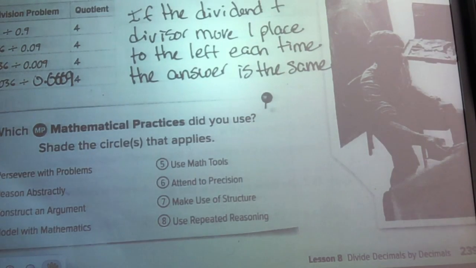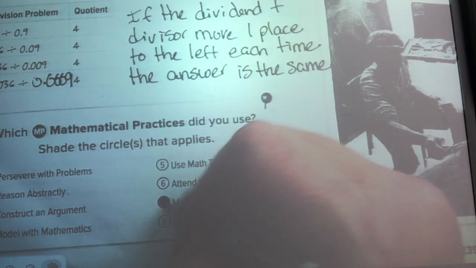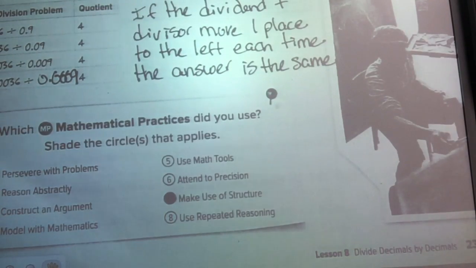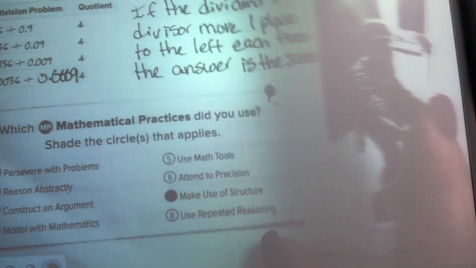All right, what mathematical practices did we use? I think for this one we are making use of structure. Trying to figure out what happens when one place moves versus if the dividend moves, what the quotient happens. If the divisor moves, what happens to the quotient. If the dividend and divisor move, what happens to the quotient. So these are notes that you will need when you're doing decimals by decimals. It's going to help you understand where that decimal needs to be if one or the other does move. All right, if you need to pause, do so.